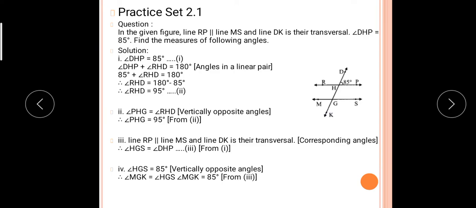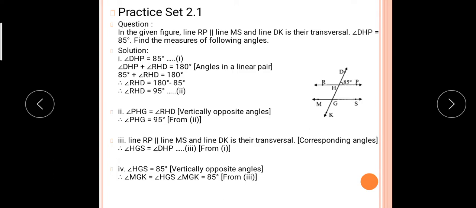Now angle DHP is 85 degrees. This is given. So find the measure of the following angles. We have to find out whichever angle they told. Now see students, the first question: angle DHP is 85. We have to find out RHD. Now see R, H and D.